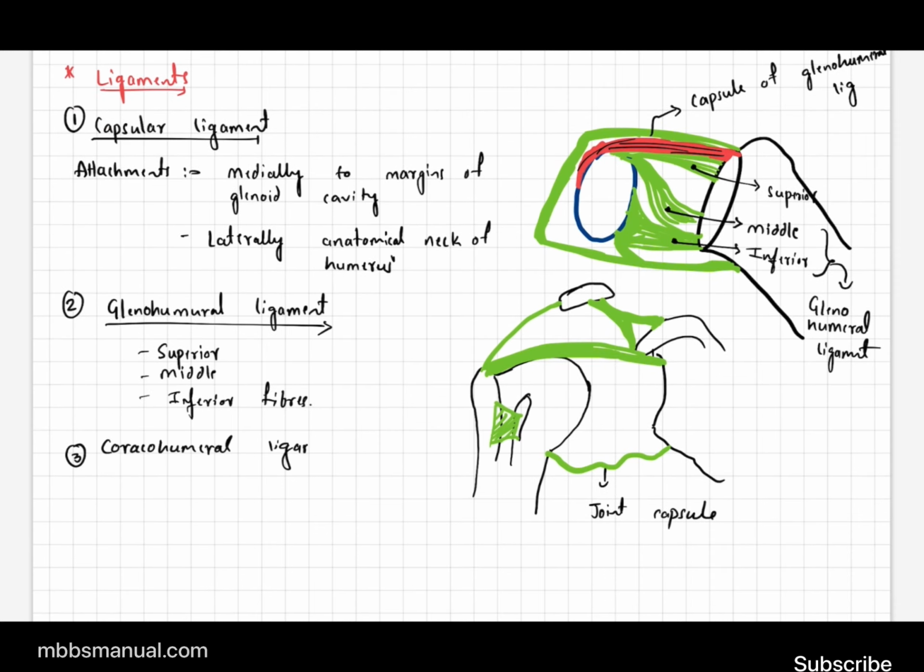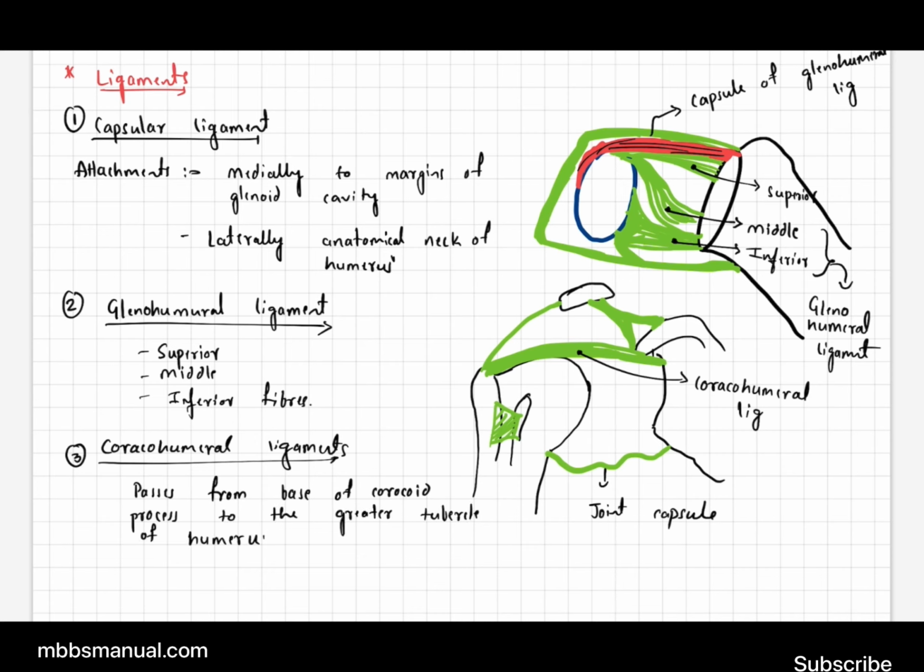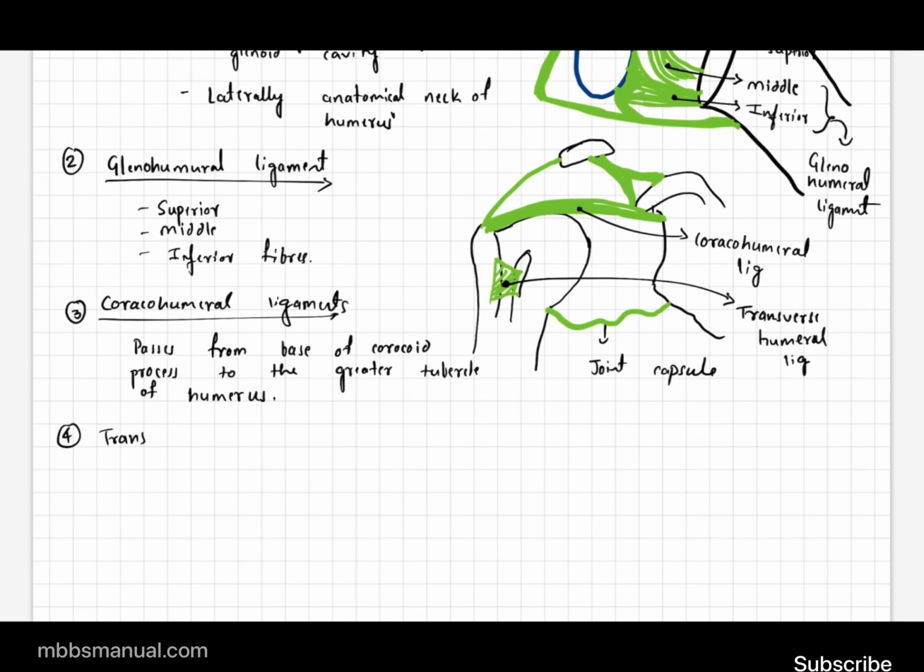Coracohumeral ligament. It is a strong band of fibrous tissue that passes from the base of the coracoid process to the anterior aspect of the greater tubercle of the humerus. Transverse humeral ligament. It bridges the bicipital groove between the greater tubercle and lesser tubercle.